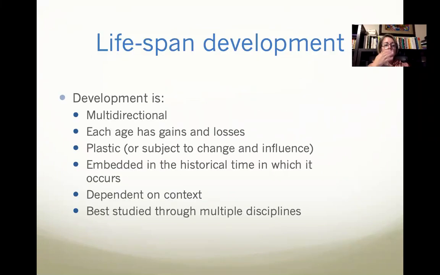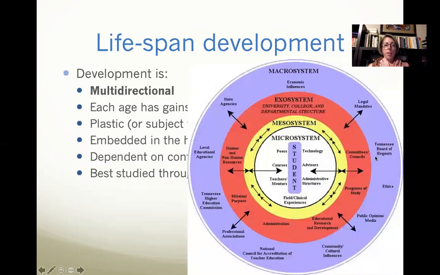So one way of characterizing lifespan development is that it is multidirectional. Each age has gains and losses, and it is open to change and influence. One of the ways we can talk about this is calling it plastic or plasticity. It is embedded within the historical context in which it occurs. Lifespan depends on context, so not just historical context, but context in terms of cultural location in the world. And then it is best studied with multiple disciplines.